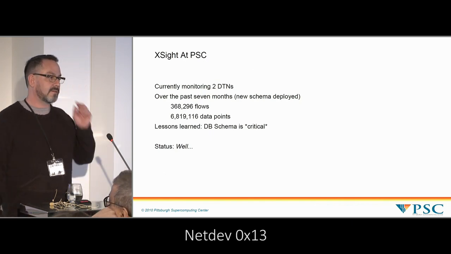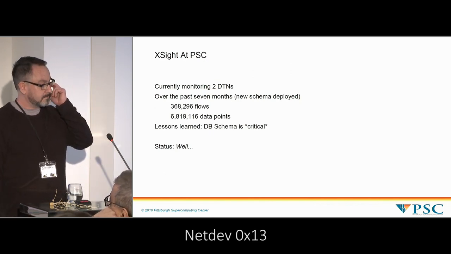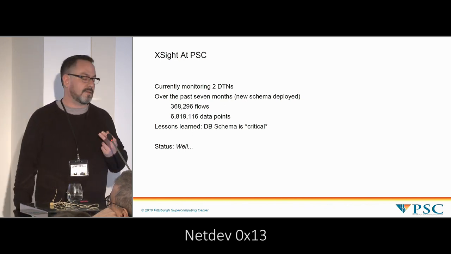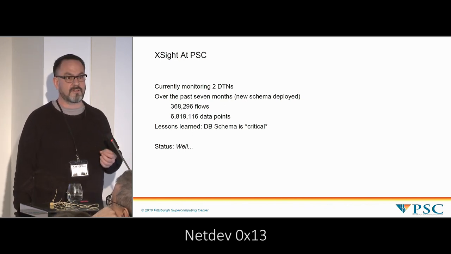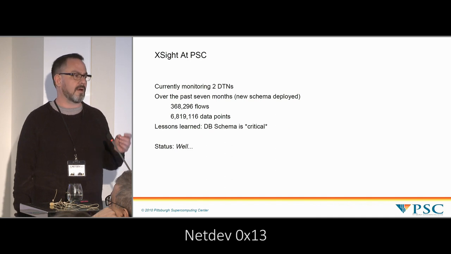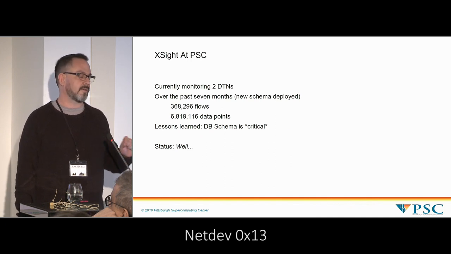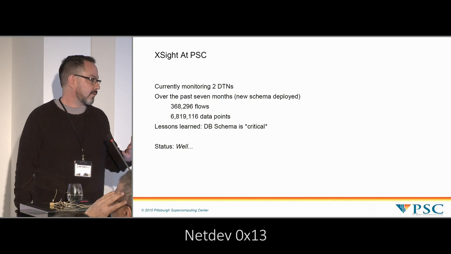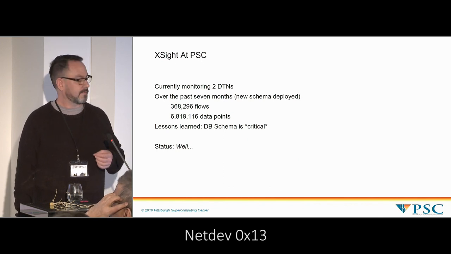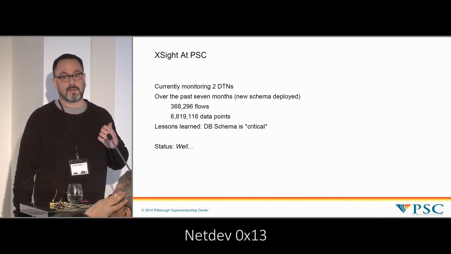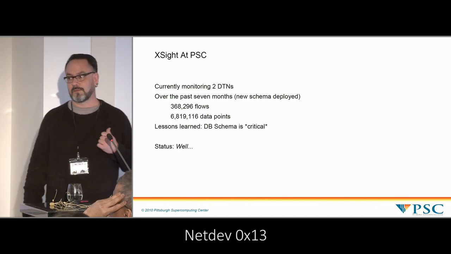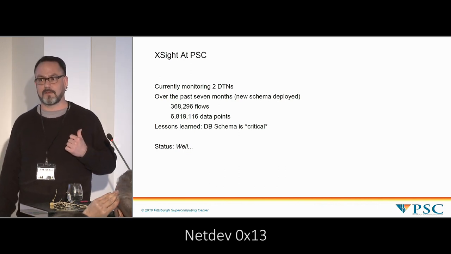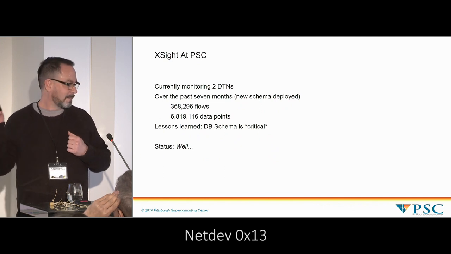Currently, just over the past 7 months, we just deployed a new schema. On two DTNs, we had 368,000 flows that we've monitored. All of these flows have existed longer than 30 seconds. We've captured close to 7 million data points. One of the big things that we learned is schema is really important, because if we have too high a level of cardinality on the data, it makes it impossible to do reads on it.